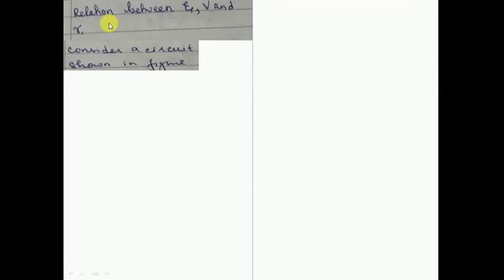Now let's derive the relationship between EMF, terminal potential, and the internal resistance of the cell. We are considering a circuit. As you can see, this whole part is the cell. Not only these two lines, but this whole part is the cell, and inside there is some resistance also, the internal resistance, which is denoted by small r, and E is the EMF of the cell.